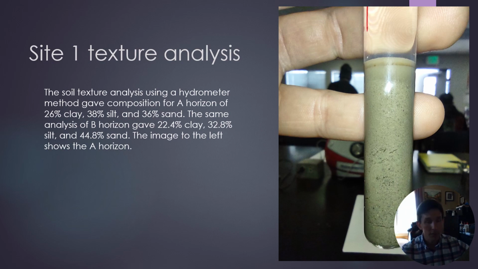However, the texture analysis using the hydrometer showed us that the A horizon has 26% clay content, 38% silt, and 36% sand. And the analysis using the same method of the B horizon gave us 22.4% clay, 32.8% silt, and 44.8% sand. So as we go deeper, we'd expect to find more clay.